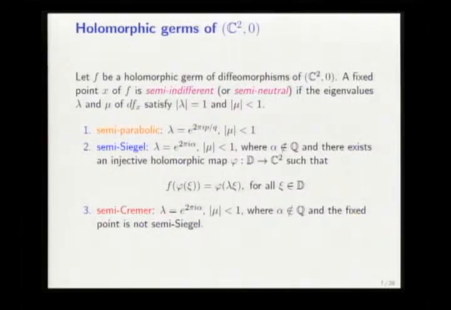You distinguish three cases: semi-parabolic, when lambda is a root of unity; semi-Siegel, when you have a holomorphic injection f from the unit disk into C^2 such that f semi-conjugates the map to multiplication by lambda, so it's linearizing but in a slice rather. And lambda, of course, is e^{2 pi i alpha}, where alpha is irrational in this case. And semi-Kramer, the rest: it's not semi-Siegel, and alpha is irrational. Those are semi-Kramer for us.